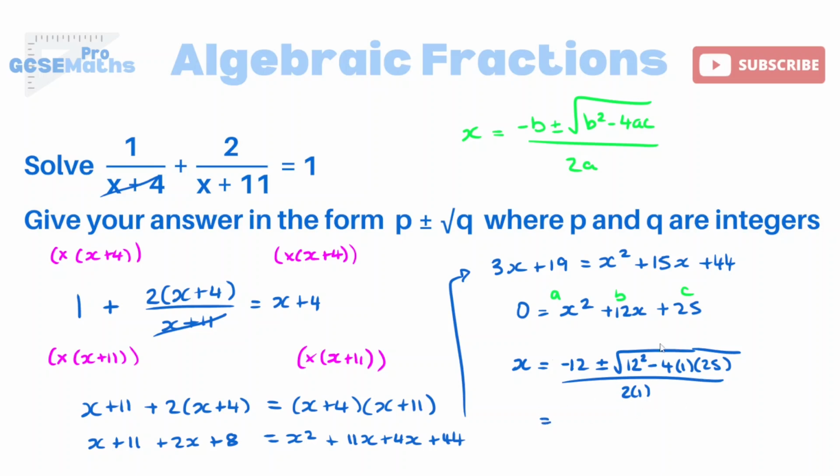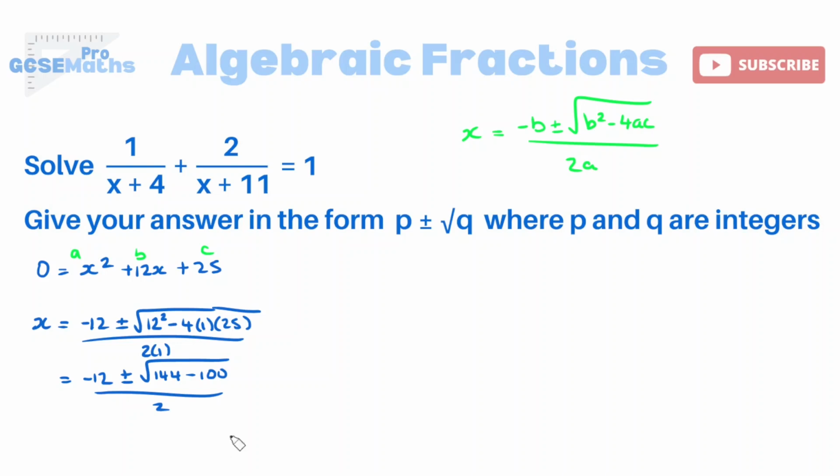Again, we're not going to be working out the square root as such, just the pieces in between. So we've got minus 12, plus or minus 12 squared is 144, take away 4 times 25 is 100, over 2 times 1 is obviously 2. Okay, I've just moved everything over so we've got some more space. So that should give me minus 12 plus or minus root 44 over 2. Obviously 44 is not a square number because we're expecting to be left with a root, but that's fine.